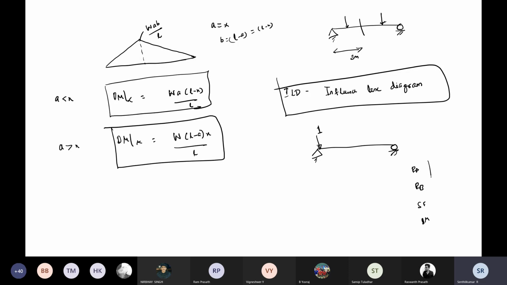If I know these values by the diagram, that is called an influence line diagram. I'm just finding how the values are influencing the shear force, reactions, and bending moment by moving the unit load from left to right. That diagram is called the influence line diagram. We will discuss now how we can develop the ILD for reaction RA, RB, shear force and bending moment.